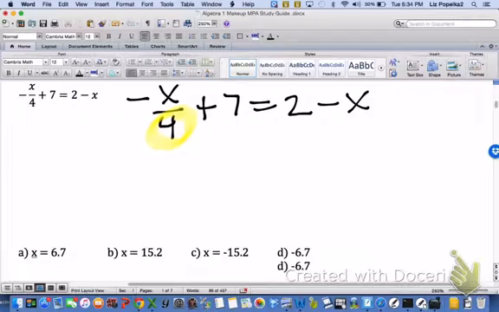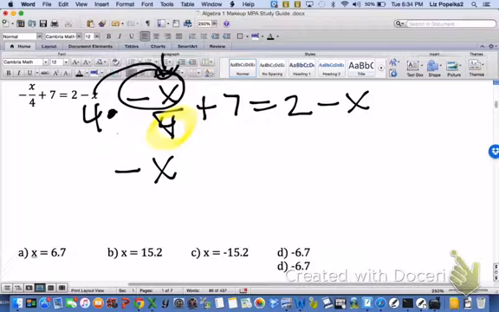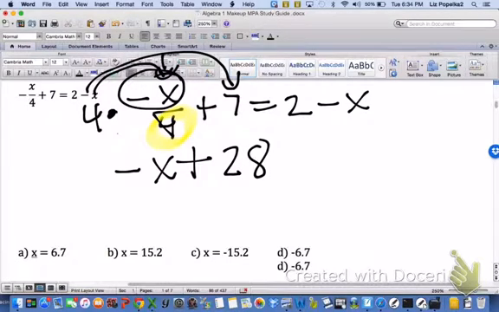So of course, in order to get rid of a divided by 4, I have to multiply by 4. And the way that equations work, if I'm going to multiply this negative x over 4 by 4, I have to multiply everything by 4. So I'm going to do 4 times this negative x over 4. Of course, that's going to cancel, just like a regular one-step equation, and it's still going to leave me with this negative x that I had up here. Then I'm going to do 4 times 7, so that'll be plus 28.